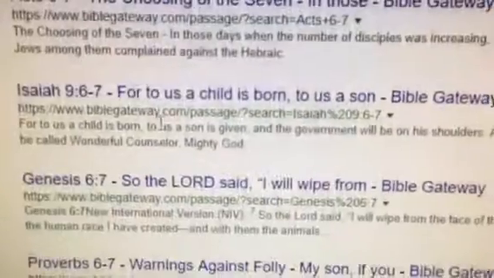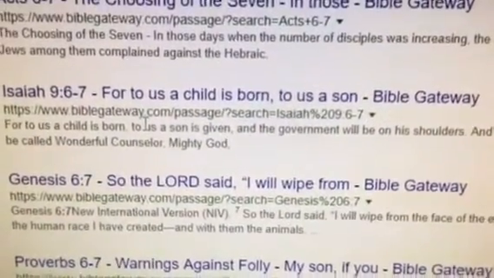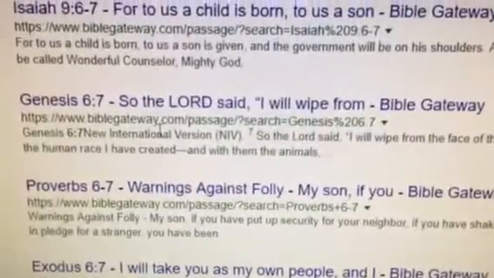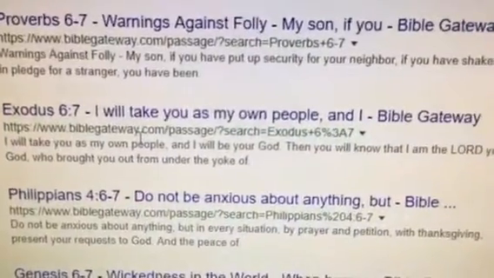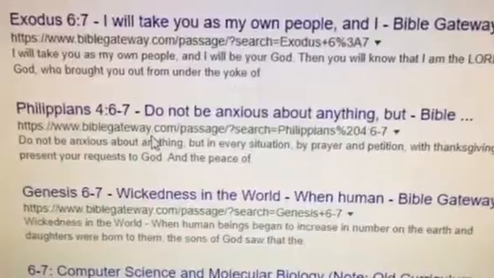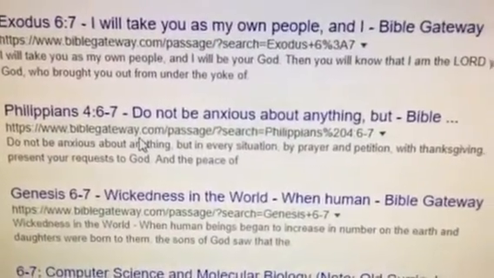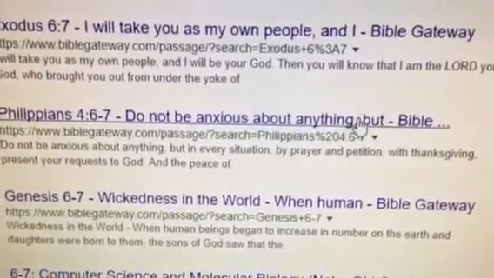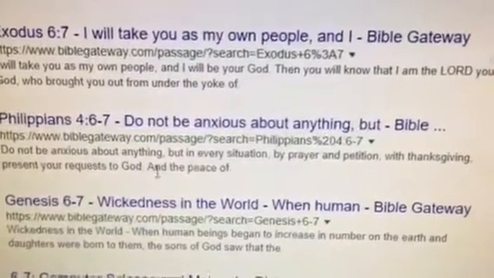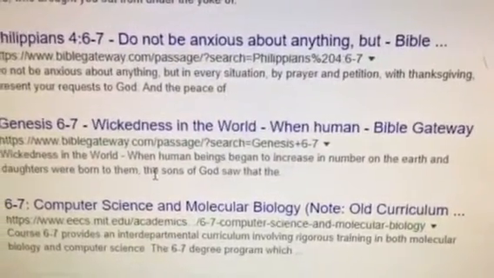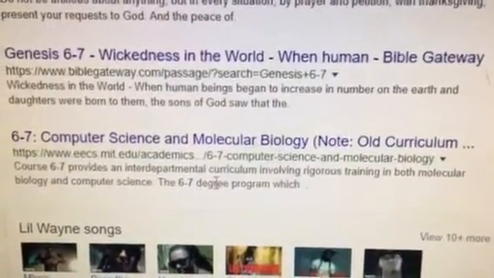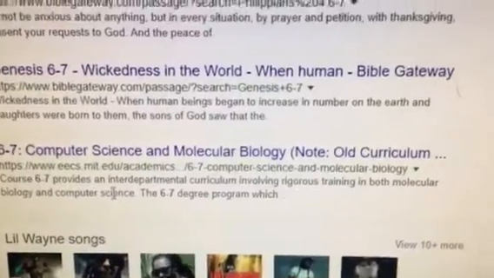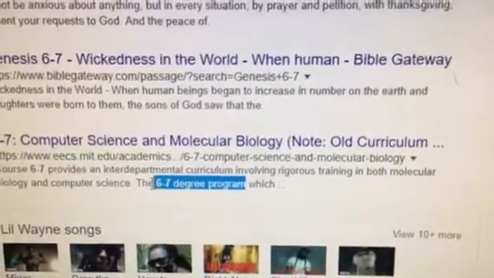Choosing up the 7. For us a child is born, to us a son. So the Lord said, I will wipe from my anus warnings against folly. I will take you as my own people, and do not be anxious about anything, but anything you say after but. Wickedness in the world, when human. Anyway.